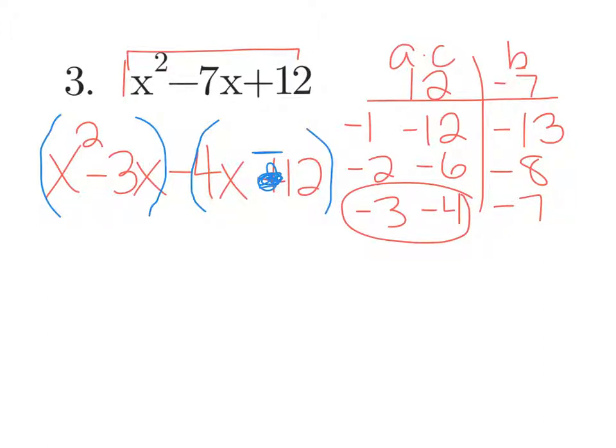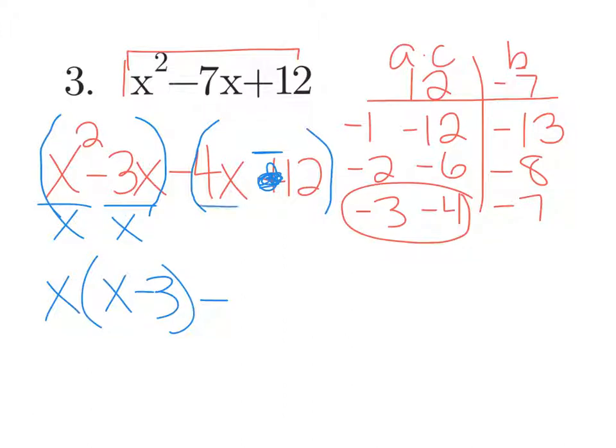So first one, x squared and 3x. So x will go into both of them. So I'm going to factor an x out. That leaves me with x minus 3. Now I'm going to bring down my minus. 4x and negative 12. 4 will go into both of them. So I have my 4, and then I get x and then minus 3.